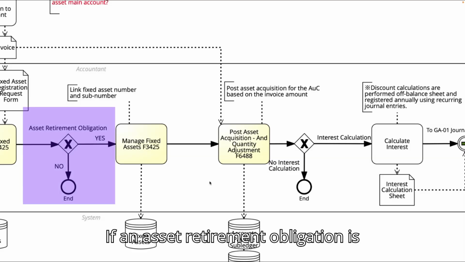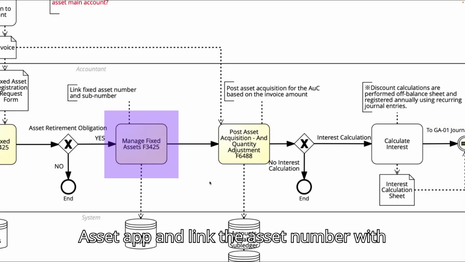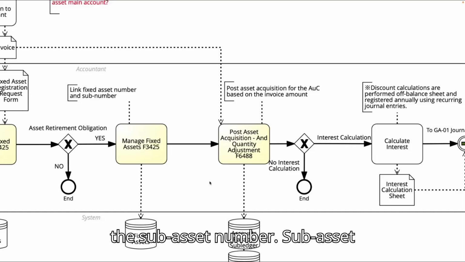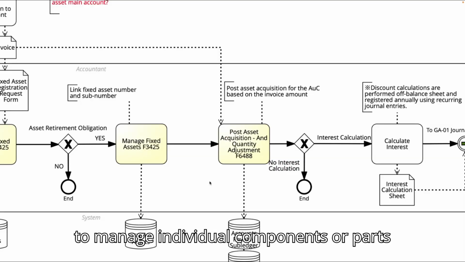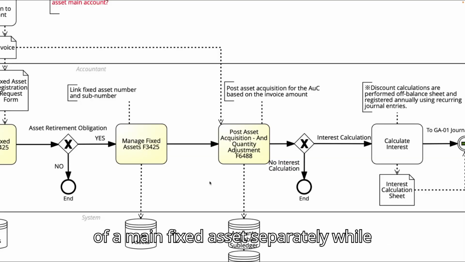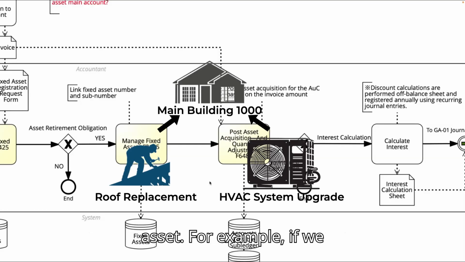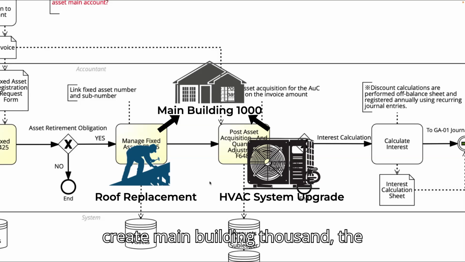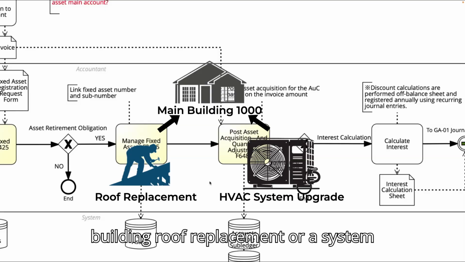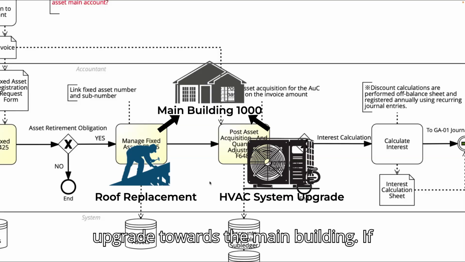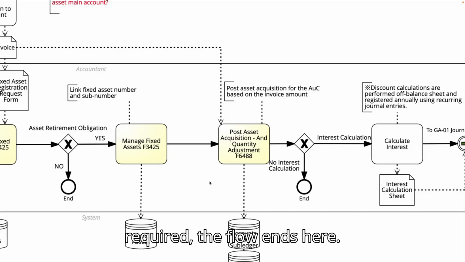If an asset retirement obligation is required, return to the Manage Fixed Assets app and link the asset number with the sub-asset number. The sub-asset number, also called sub-number, is used to manage individual components or parts of a main fixed asset separately while keeping them linked under the same main asset. For example, if we create main building 1000, the sub-asset number can be used for building roof replacement or a system upgrade towards the main building. If the asset retirement obligation is not required, the flow ends here.